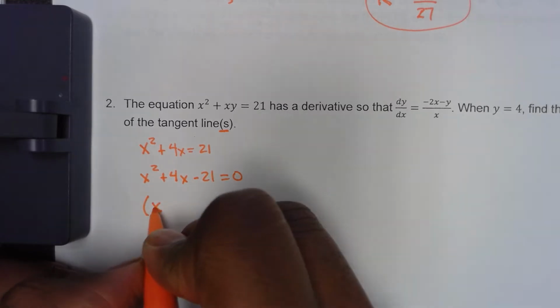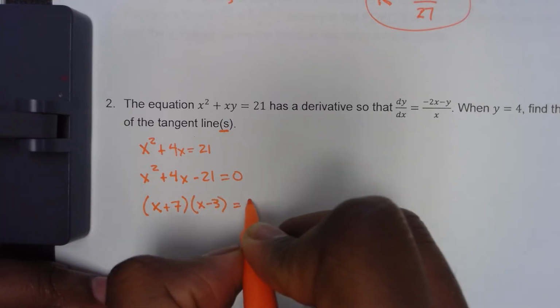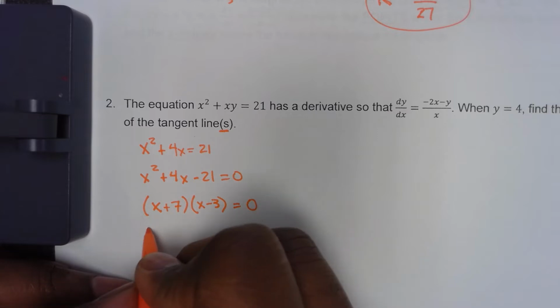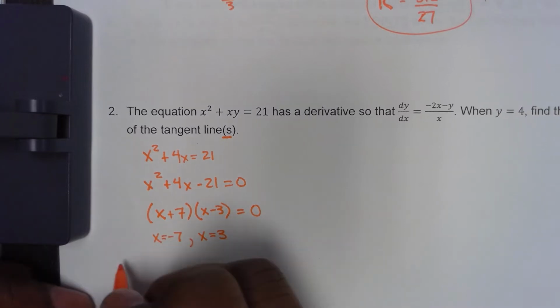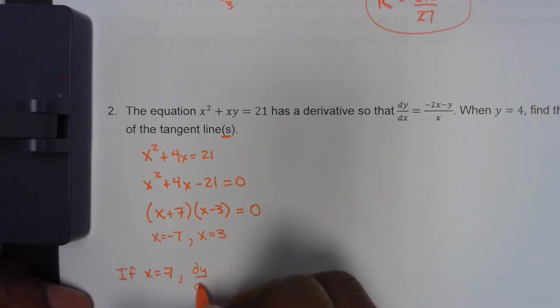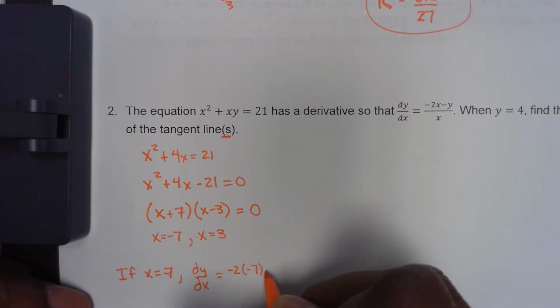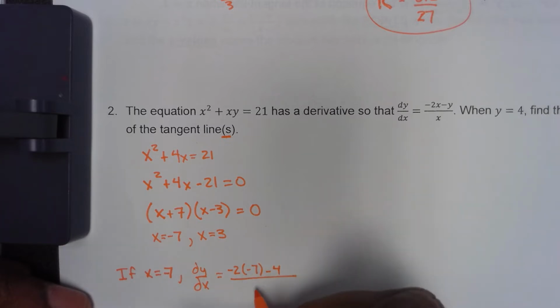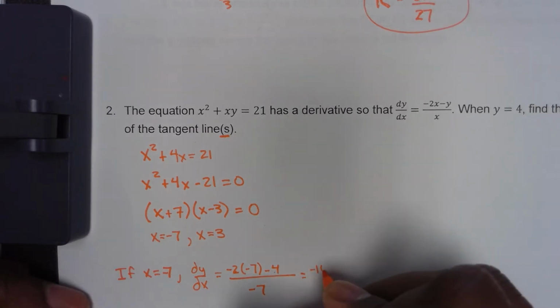We factor, we get x plus 7 times x minus 3 equals 0. Let's see, so that would mean that x equals negative 7 and x equals positive 3. If x equals negative 7, the derivative is negative 2 times negative 7 minus 4 over negative 7. So that's 14 minus 4, which is 10 divided by negative 7, so negative 10 over 7.